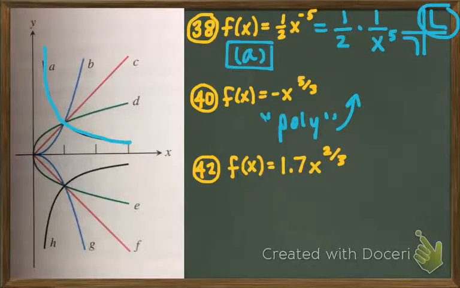Where in 42, because the big number's in the bottom, this one's going to look more like a root graph. So put that in quotes, because it's not going to look exactly like it, but it would steer the behavior more towards this type of a shape.